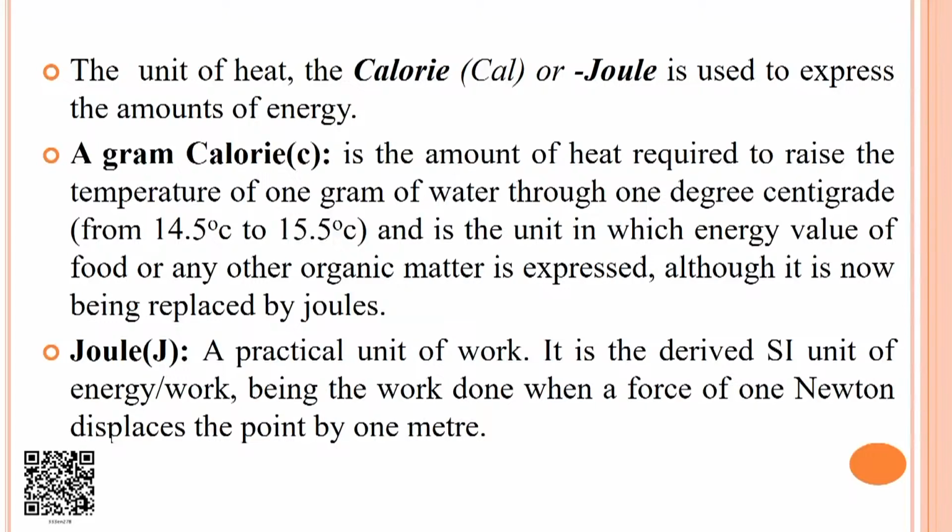Unit of heat is calorie or joule. This calorie or joule is used to express the amount of energy. We define a calorie, or gram calorie, as the amount of heat required to raise the temperature of 1 gram of water through 1 degree centigrade, and it is the unit in which the energy value of food or any other organic matter is expressed, although it is now being replaced by joules.